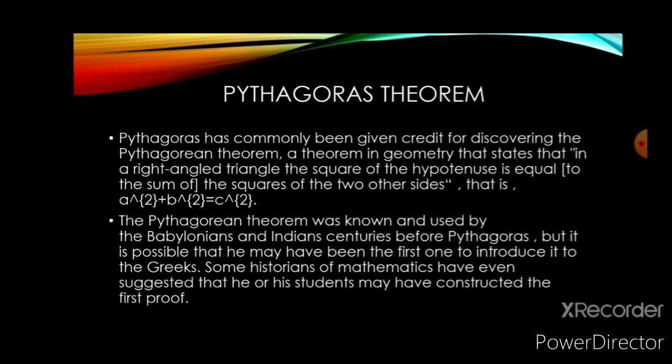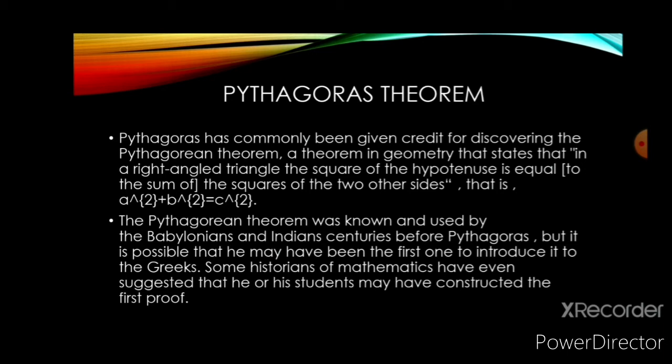Pythagoras has commonly been given credit for discovering the Pythagorean theorem, a theorem in geometry that states that in a right angle triangle, the square of the hypotenuse is equal to the sum of the squares of the two other sides. That is, if in a right angle triangle A, B, C are the sides of the triangle and C is the hypotenuse, then A square plus B square is equal to C square.